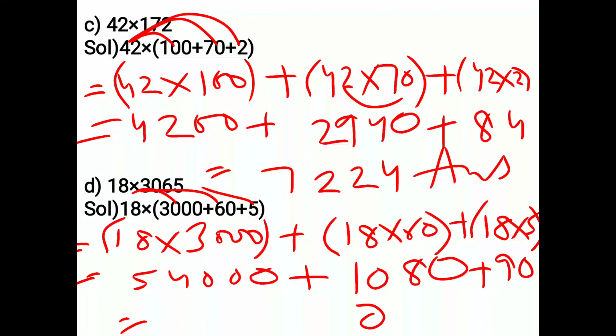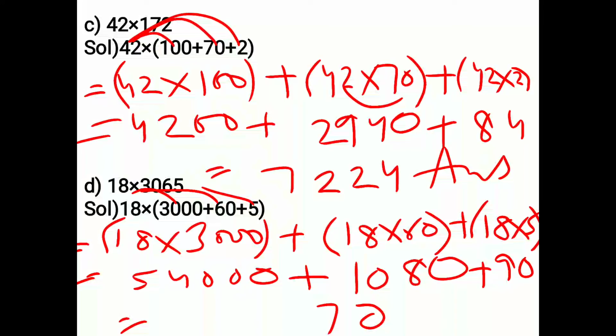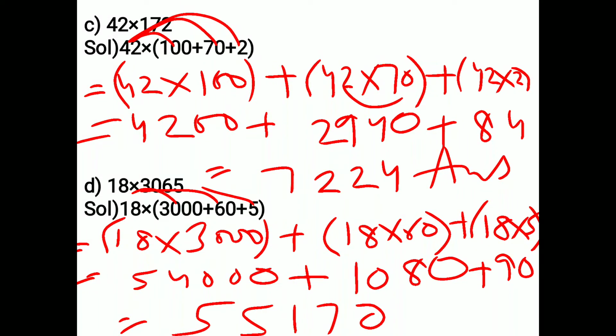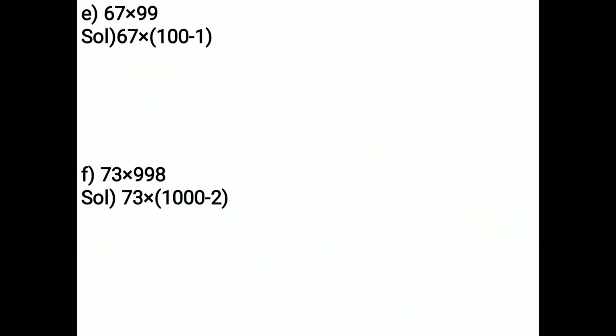0 will come as it is. 9 plus 8 is 17. 1. Then 4 plus 1 is 5 and 5. Answer is 55170. Clear? Now we do E part.